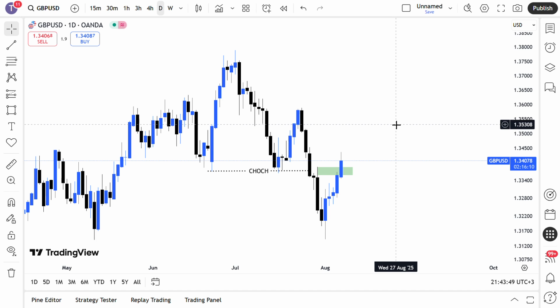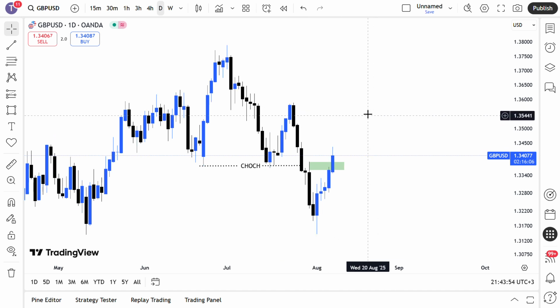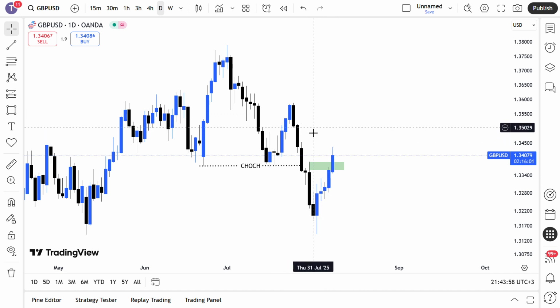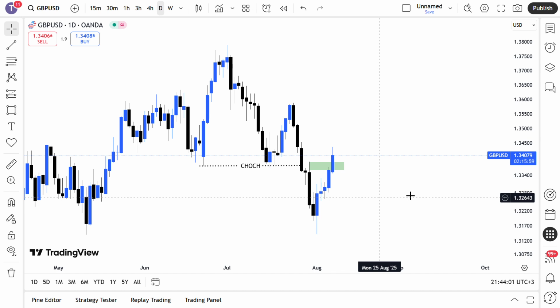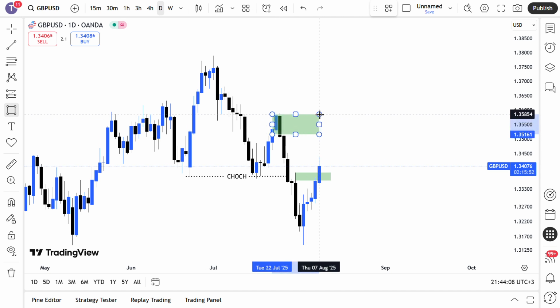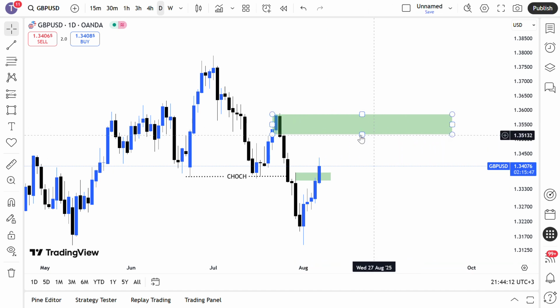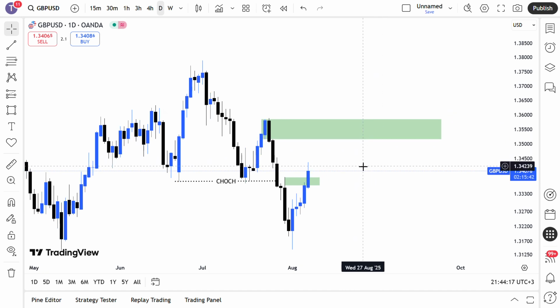And for me, currently, I'm going to use this high as an inducement because after the change of character, the market has to take out a liquidity before moving to the downside. So I'm going to watch out for this high. If I get a good change of character, I'll be taking a trade from this point. But for now, this point is not a good point to enter, but we will wait and see if we get a good change of character from this area.